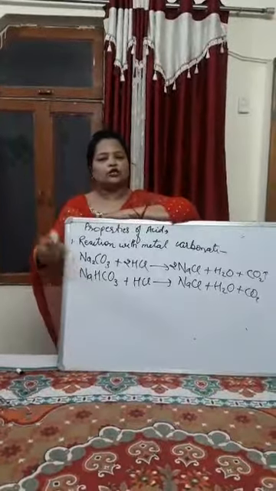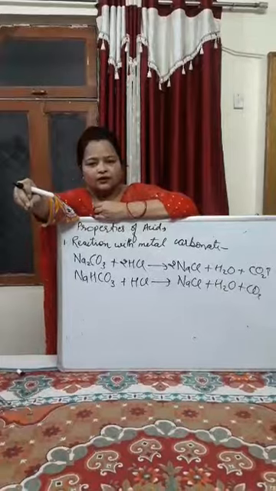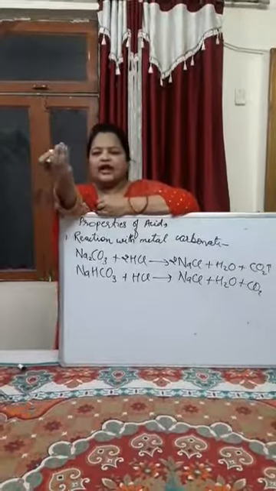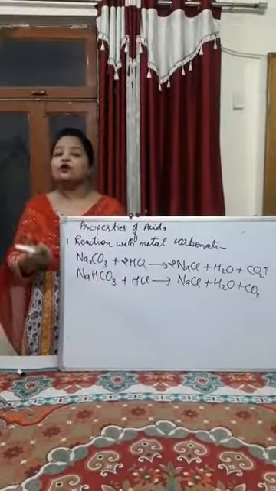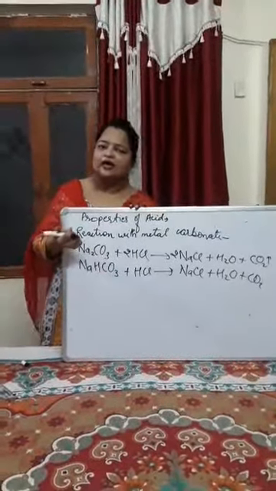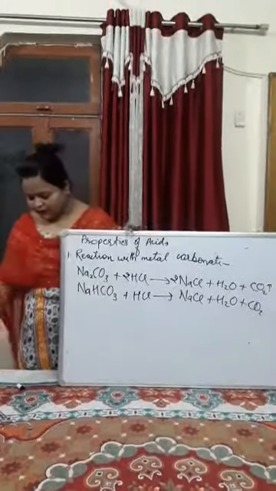ये आप घर पे भी देख सकते हो. थोड़ा सा बेकिंग सोडा लो किसी कप में and add some vinegar or some lemon juice. It will produce fizz. That means it produces brisk effervescence of carbon dioxide, क्योंकि विनेगर में एसिटिक एसिड होता है और लेमन में सिट्रिक एसिड होता है. So these are some chemical properties of acid.